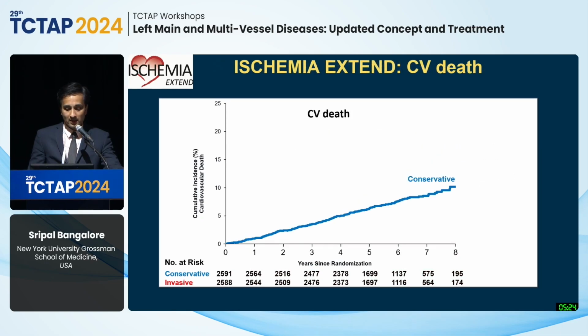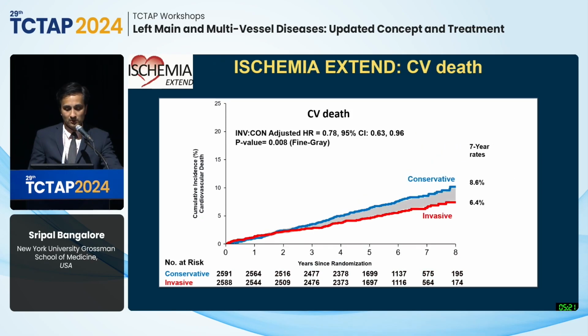But if you look at cardiovascular death, interestingly, the invasive strategy results in a 22% reduction in cardiovascular death when compared to the conservative strategy. And you can see that the curves start to separate around the 2-year time point and continue to diverge.